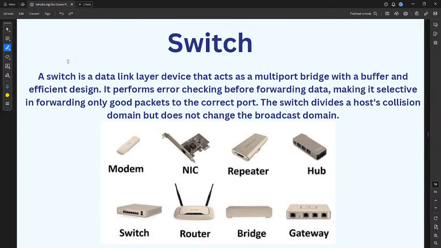So we have a switch. A switch is a smarter device than the hub. So what the switch does, of course, is it acts as a multi-port bridge with a buffer, and of course with an efficient design, and it performs error checking before forwarding data. So that's the advancement on a switch. Now it makes selective forwarding of only good packets, and of course to the correct ports. Now, the switch devices also divide the collision domain but do not change the broadcast domain. So it also helps in, of course, averting collision.